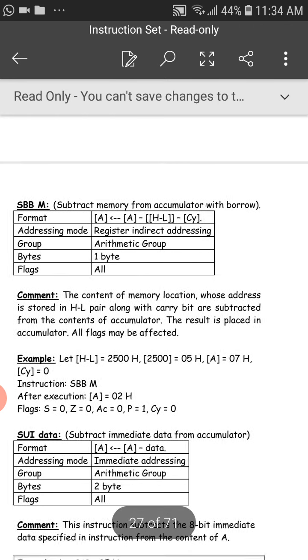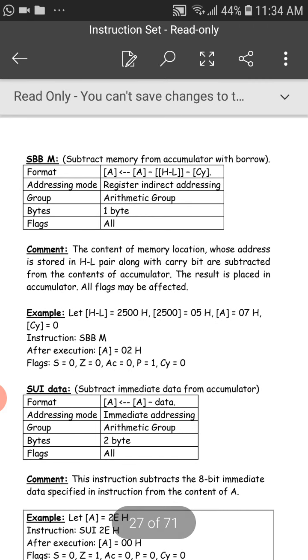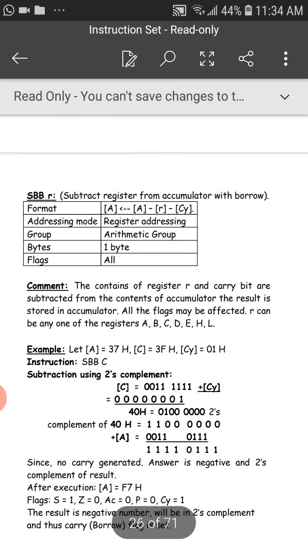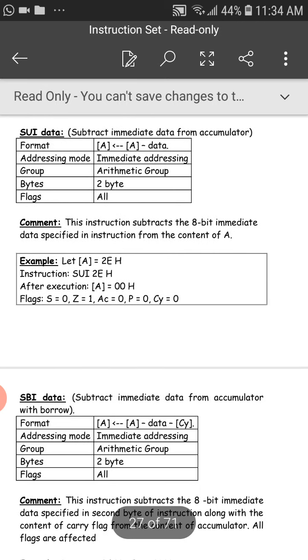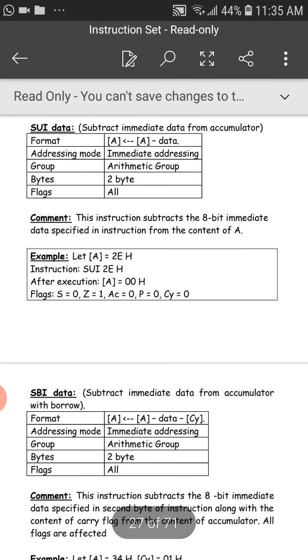So next is SUI, that is subtract immediate data from accumulator. It subtracts the immediate data which is given in the instruction from the accumulator, and the result is stored in the accumulator. This is the immediate addressing mode. Arithmetic group instructions, 2 byte, all flags are affected. This instruction subtracts the 8-bit immediate data specified in the instruction from the content of A.